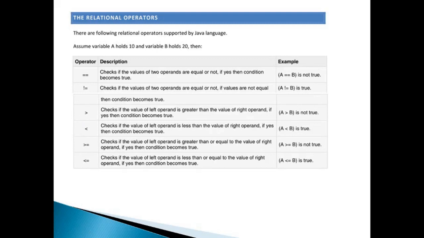In case we need to check whether the first value is less than the second value, then we will use the less than operator. Suppose we want to check whether it is greater than or equal to the other value, then we can use the greater than or equal to symbol. And if we want to check whether it is less than or equal to, then we will use this operator likewise. Okay.